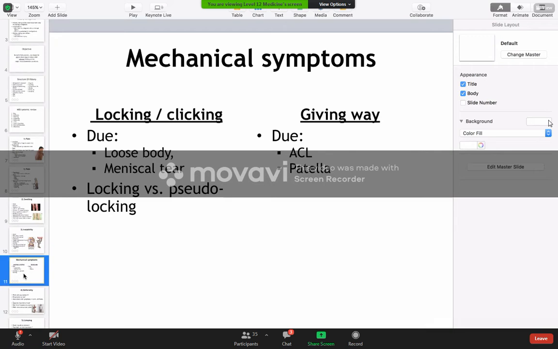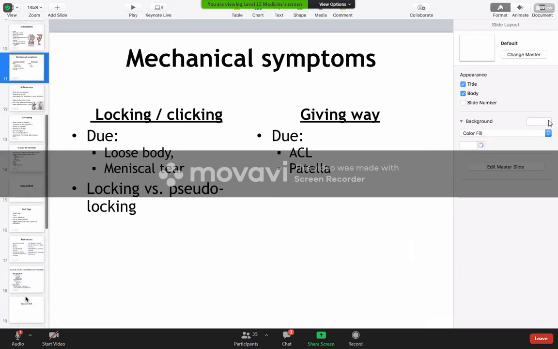there's no real locking. Giving way also can be due to actual instability due to ligamentous injury. And it can be because of an acute pain in the joint that's causing quadriceps inhibition, like cases of patellofemoral pain. It can give the same feeling of instability.